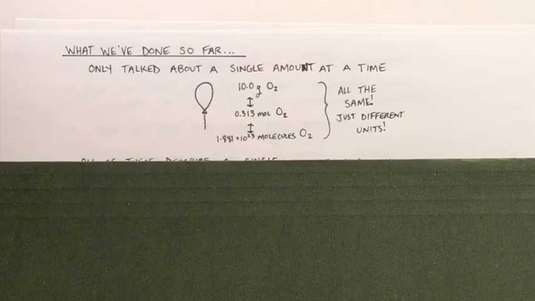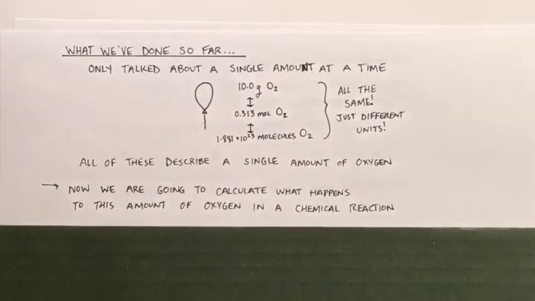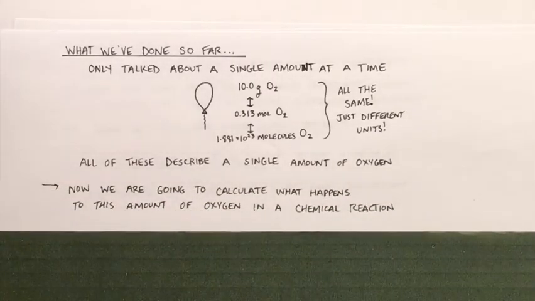So far, those conversion charts that we've done, we've only talked about one amount at a time. All of these describe the same thing. What we're going to learn now is how to calculate what happens when we change this amount of oxygen in a chemical reaction.